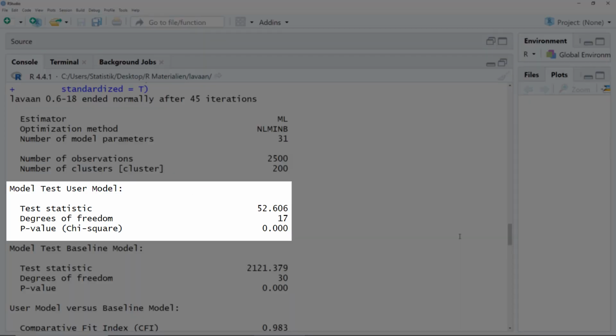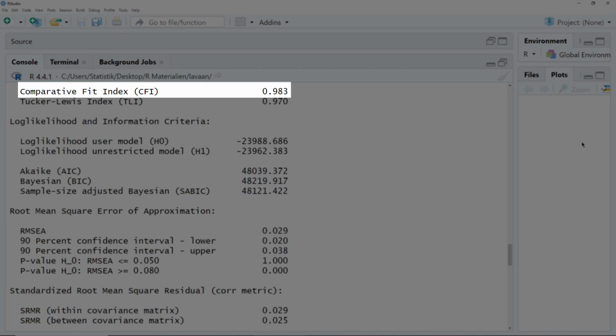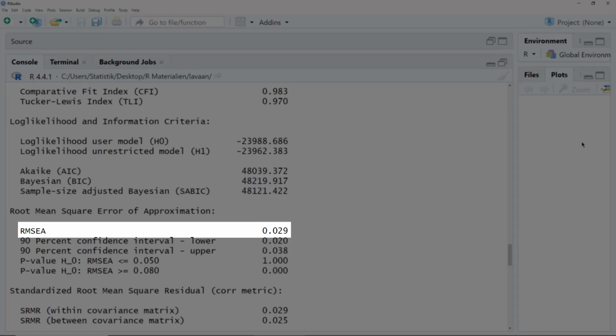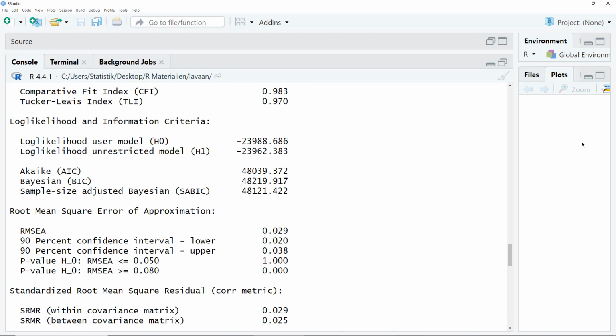The chi-square test is still significant. The good news now, the fit indices are okay. 0.98 for the CFI, 0.029 for the RMSEA, and here the 2 SRMR values. So now we have a model fit that's quite acceptable and we can interpret the results.